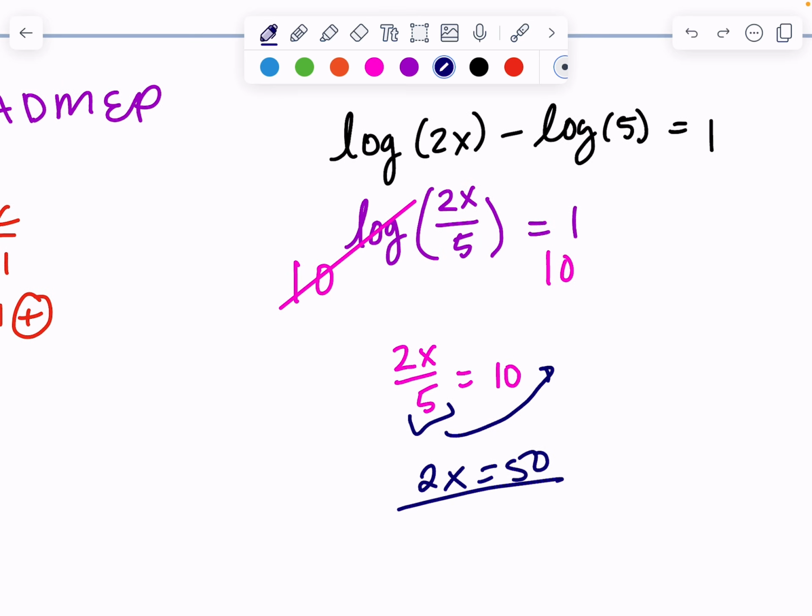Oops, that should be divided by 2 there. And we get x equals 25. Because I did start with logarithms, I have to double check once again that if I plug it into my argument, I get a positive number. So I'm going to plug in 25. That would give me a positive number, so we are good to go.